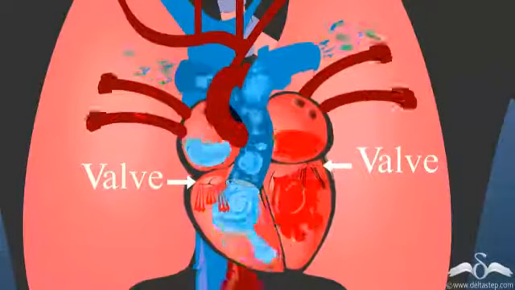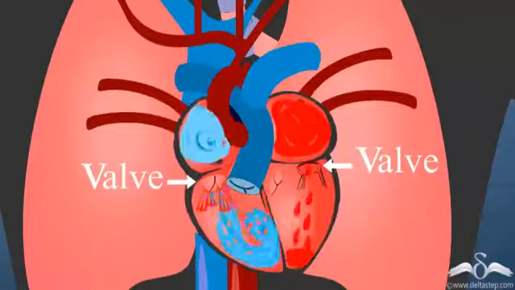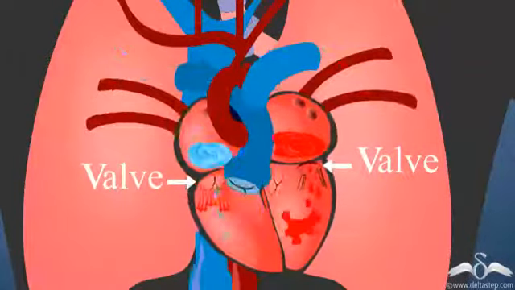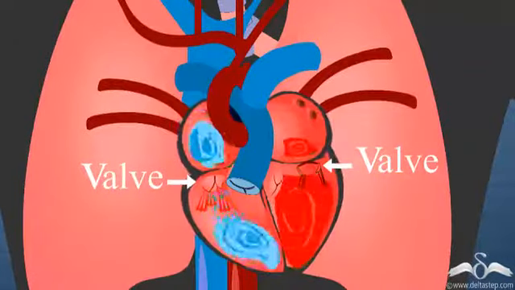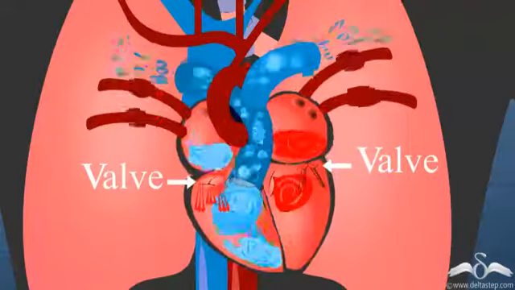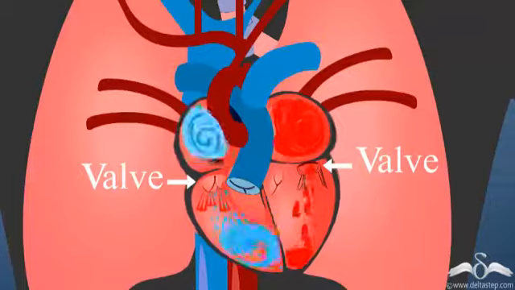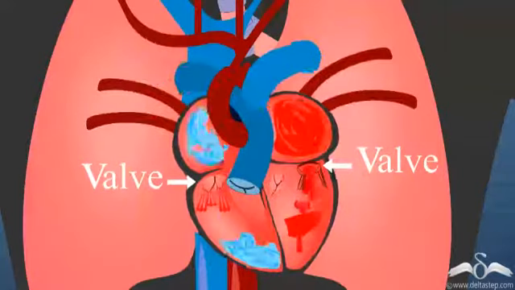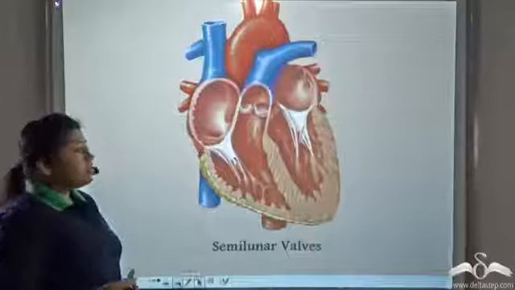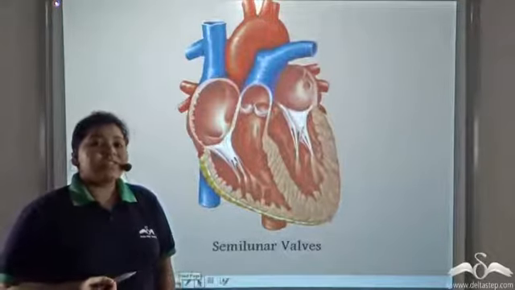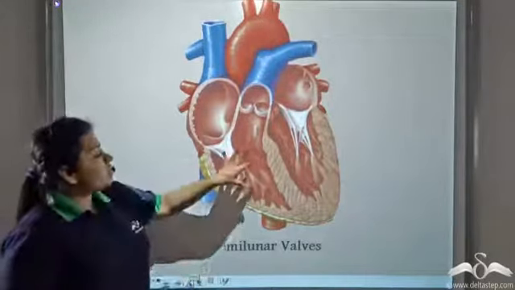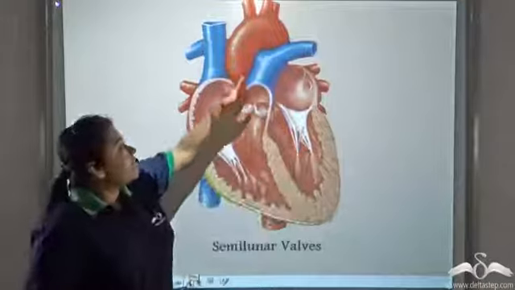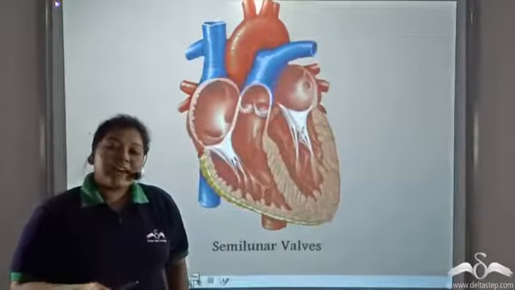When the right ventricle and the left ventricle contract, the blood flows into the pulmonary artery and the aorta respectively. Now both these vessels are present in the upper parts of the heart. So there is a huge chance of backflow of the blood into the ventricles. Well, to prevent that, the junctions between the right ventricle and the pulmonary artery, and the left ventricle and the aorta, are guarded by valves.